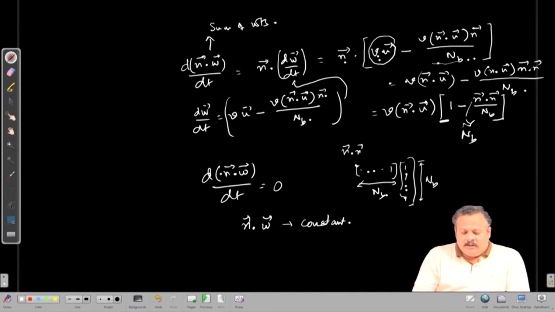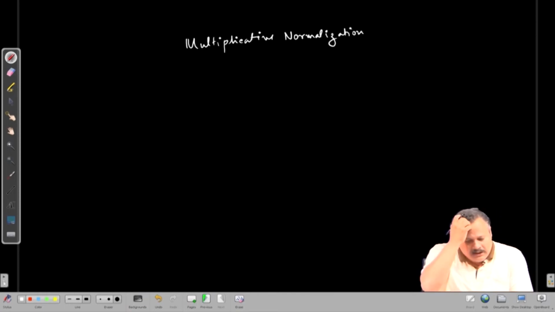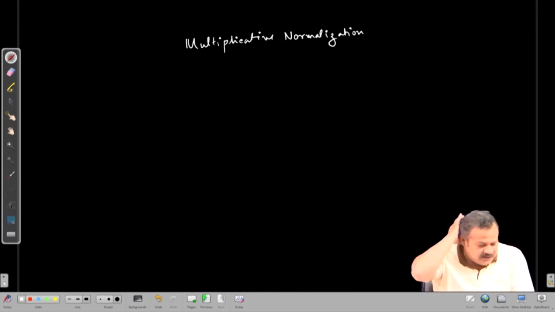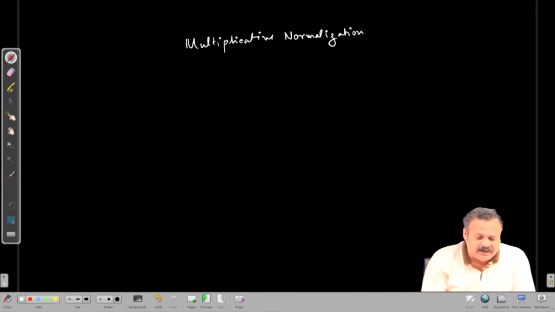So, in the next rule, what we will be studying is, as we have said, the multiplicative learning rule or the multiplicative normalization. In the previous case, we had a subtractive term that is subtracted. Here also we will have a term that is subtracted, but it will be proportional to the weight itself. And this is Oja's rule.